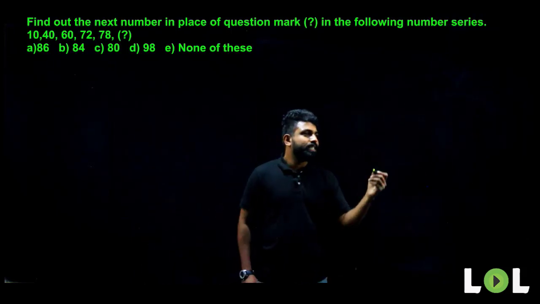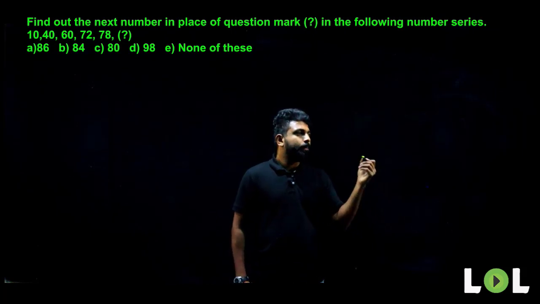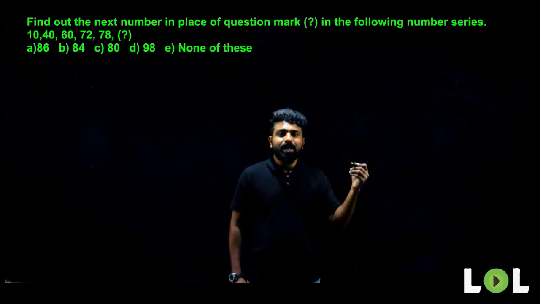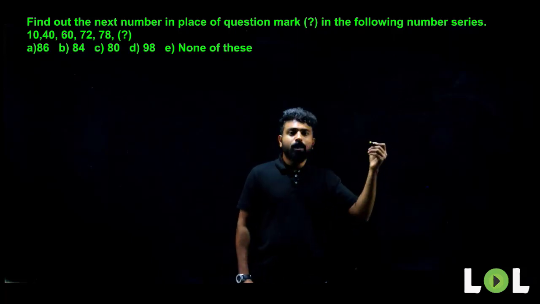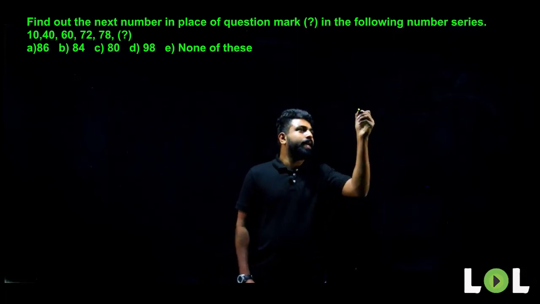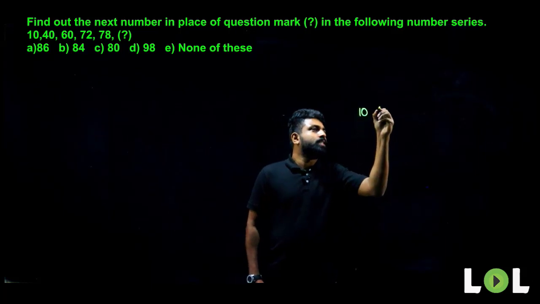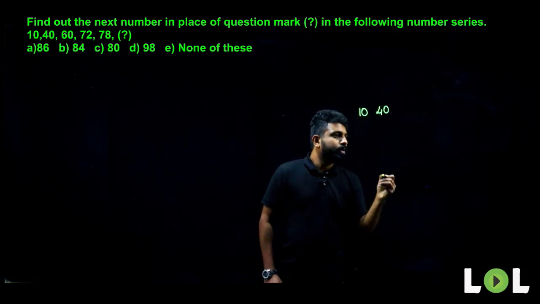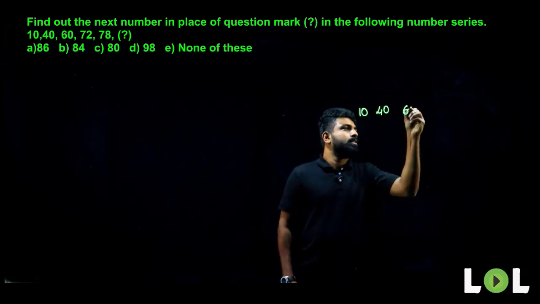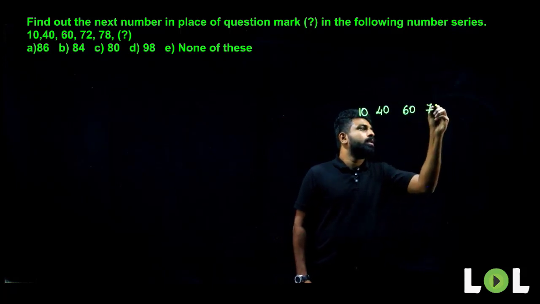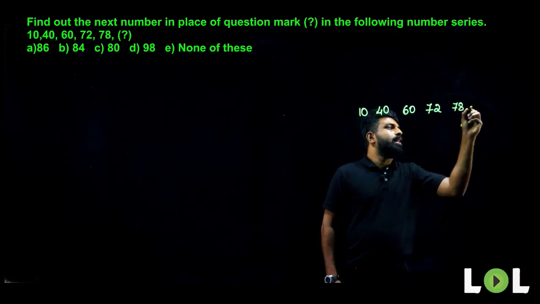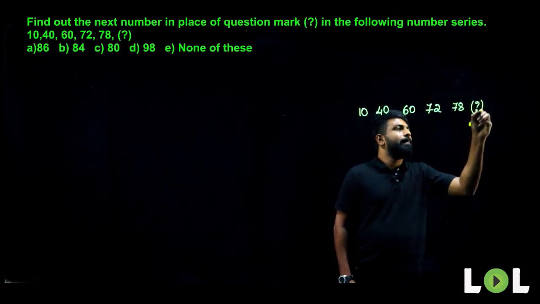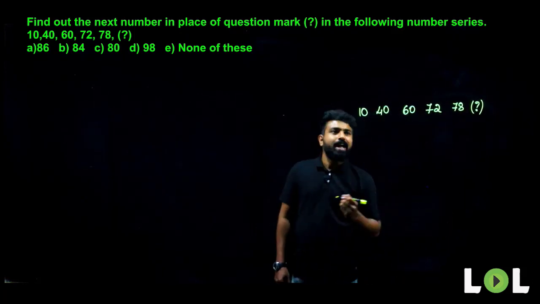The next question is, find the next number in the place of the question mark. Once again, it's the missing term that we need to find out. What is the series here? What are the terms of the series? It is nothing but 10, then there is 40, and then there is 60, 72, 78, and then a question mark, which is my missing term, and I need to find that missing term here.